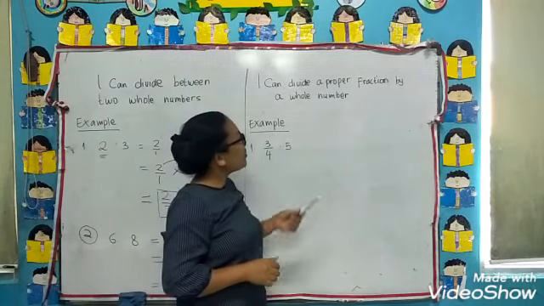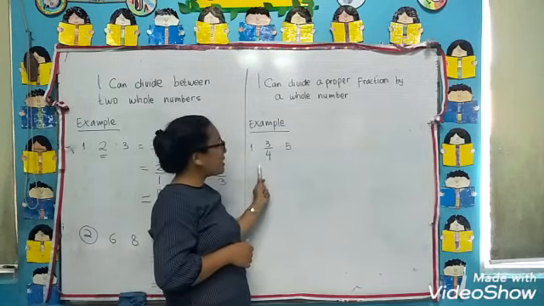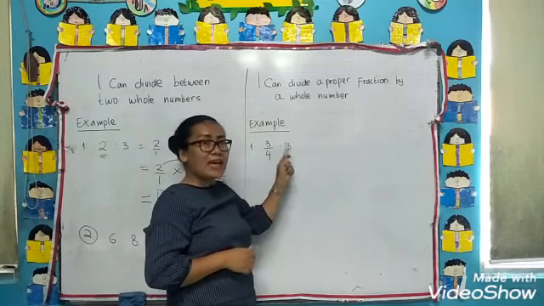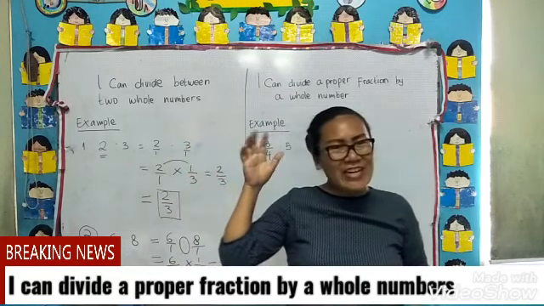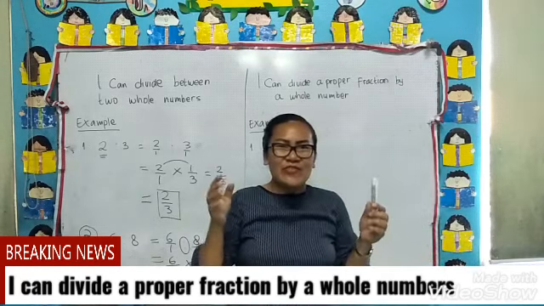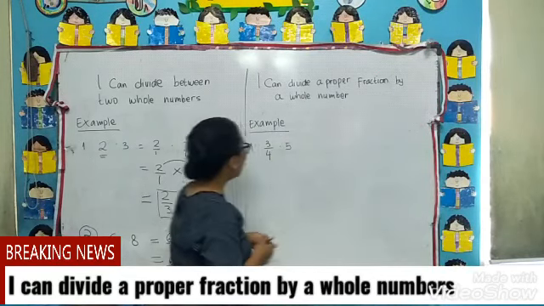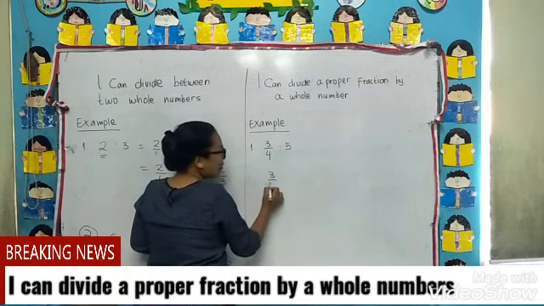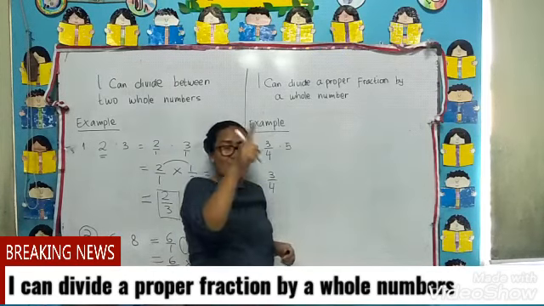I can divide a proper fraction by a whole number. Okay, let's see. I already wrote an example here. This is a fraction, and then we are going to divide it by a whole number. Can you solve this, guys? Can you imagine how to divide a fraction by a whole number? Okay, here we go. The next one, the first step: this is 3/4 divided by, this is a whole number, right?